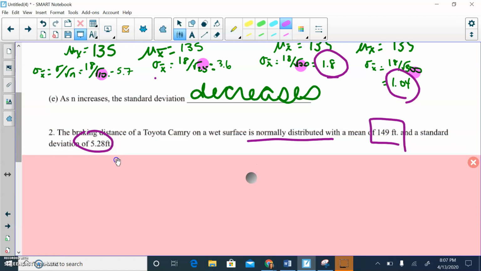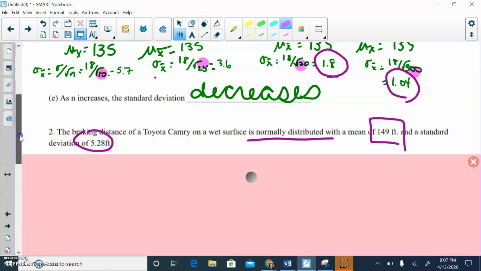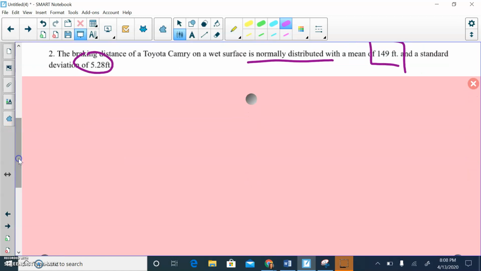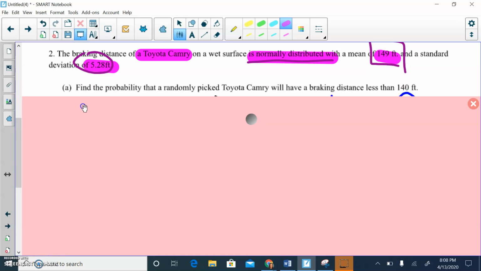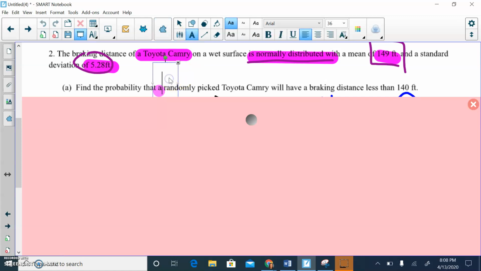So now we're going to look at the difference between what we were doing before, just a regular z-score, versus what we are doing now. This is looking at the braking distance of a Toyota Camry. It does tell us that it's normally distributed. We have a mean of 149 and a standard deviation of 5.28 feet. If we're looking at a single Toyota Camry, that tells us that our sample size is 1. So n equals 1 in this case.